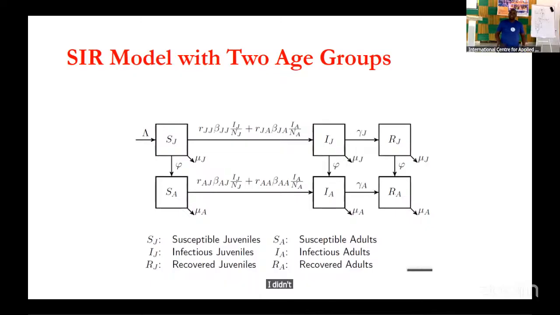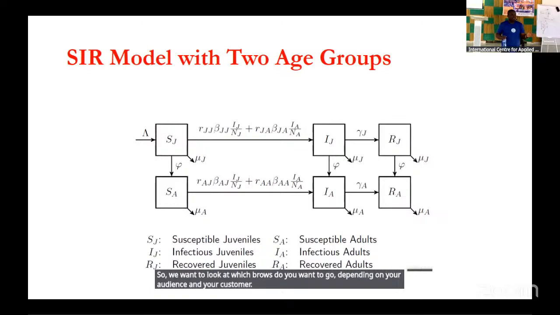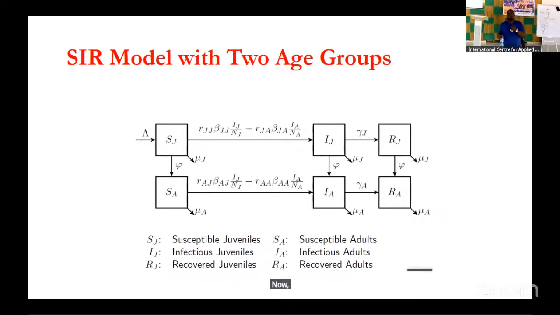Are you getting it now? You have to look at which route you want to go, depending on your audience and your customer. If the customer that comes to me today is from the industry and wants the quantitative, I give him the quantitative. So in the course, we have both: we have the pure maths, and we have the quantitative. We use parameter estimation, we use data to convince people about what is going on. So you must understand your audience. Yes. Okay.